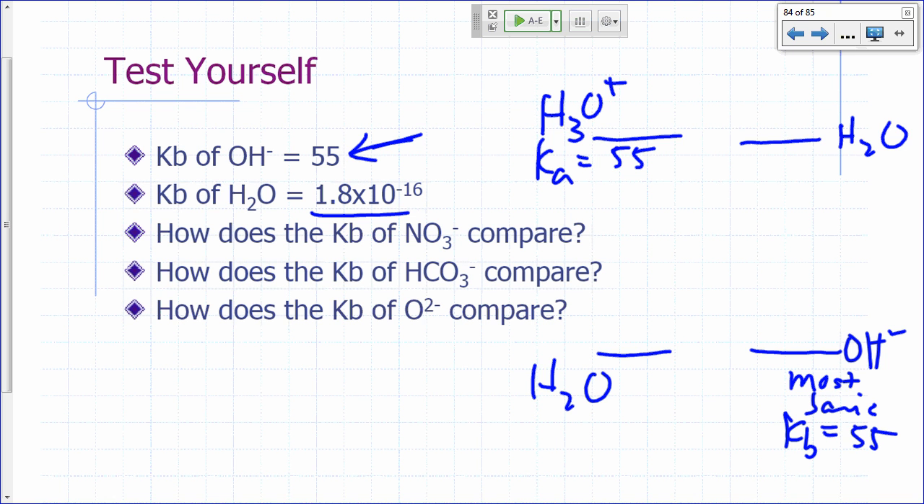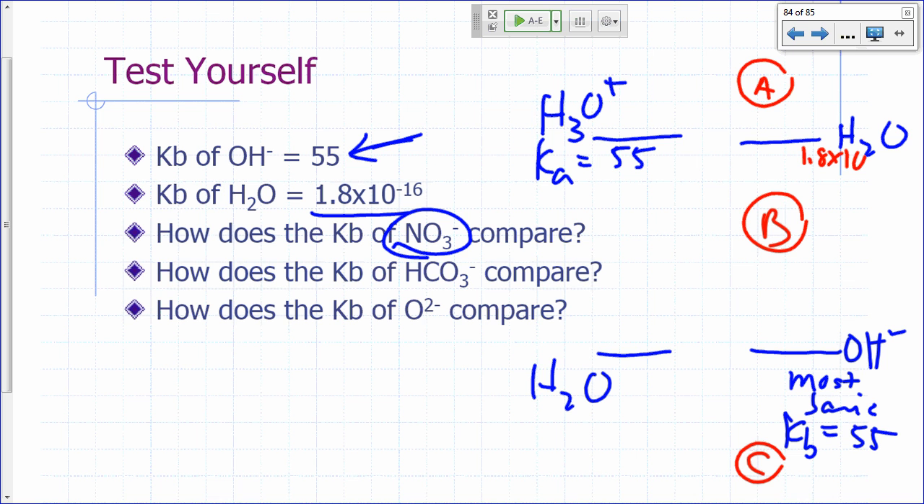How does the Kb of nitrate compare to hydroxide and water? Where will I find this? Am I going to find it here, here, or here? Kb of nitrate is 1.8 times 10 to the negative 16 right here. So A is much weaker than water. B is a weak base. Over C here, higher than 55 would be a strong base, right? Where would you find nitrate on this scale? A, B, or C?